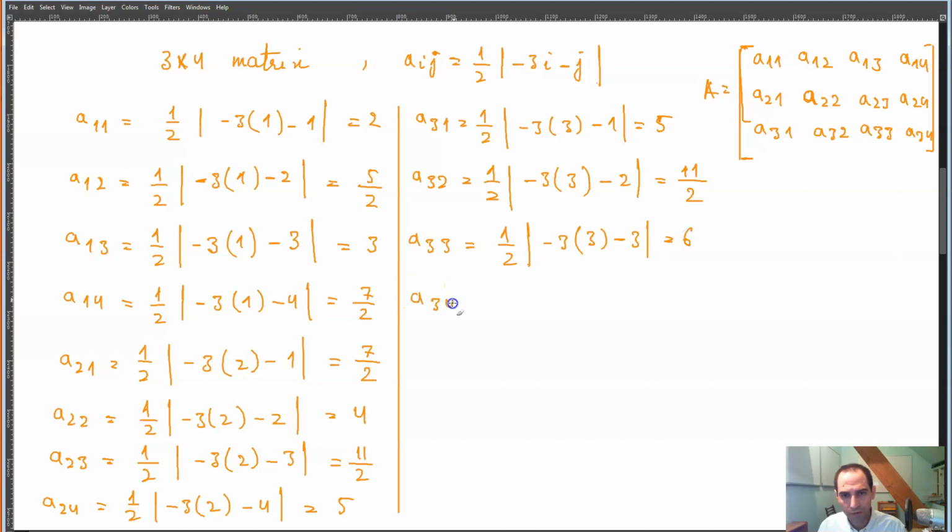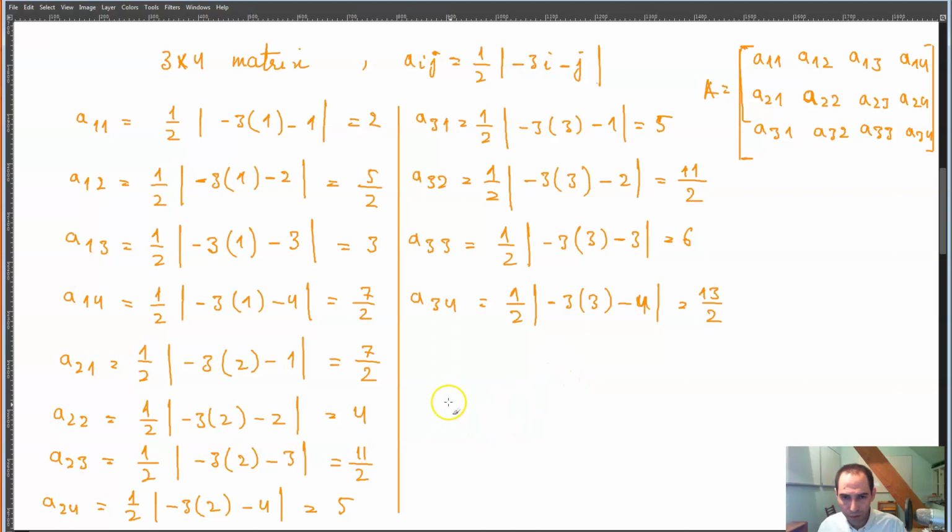And A of 3, 4 is equal to 1/2 times the absolute value of negative 3 times 3 minus 4, which is equal to negative 9. Negative 9, minus 4 is equal to negative 13, so 13 halves.